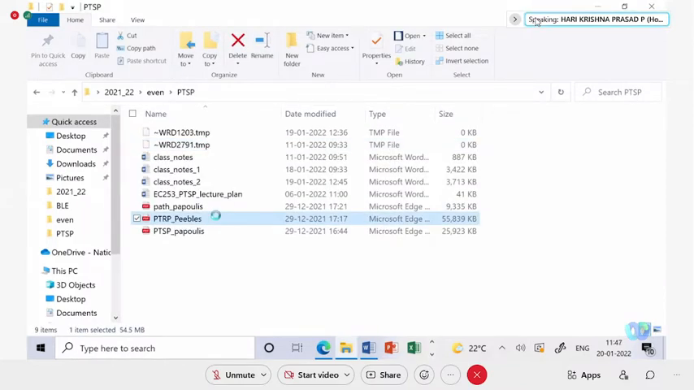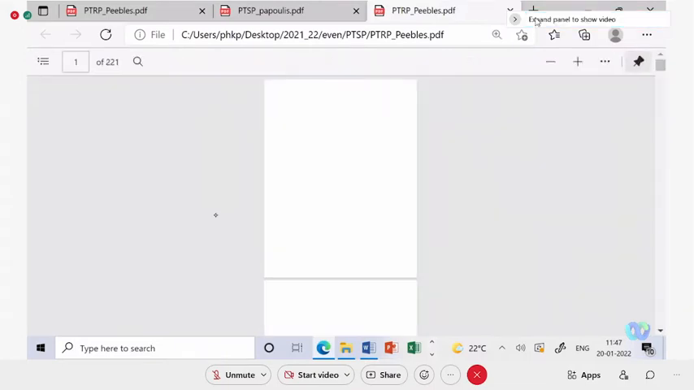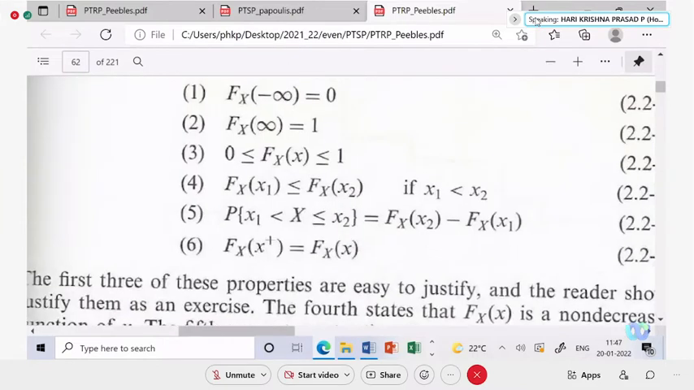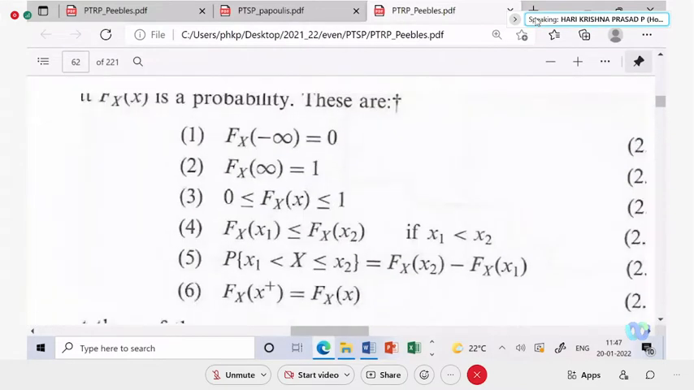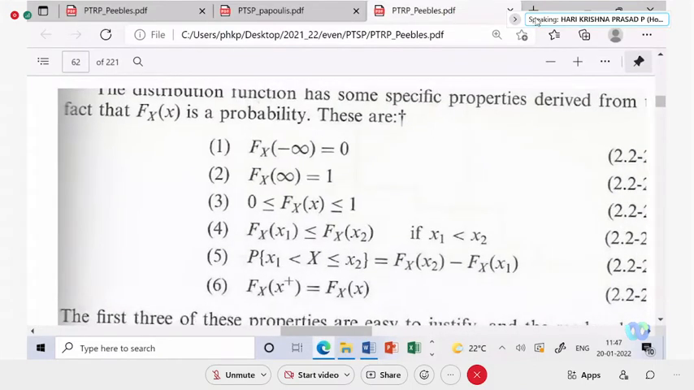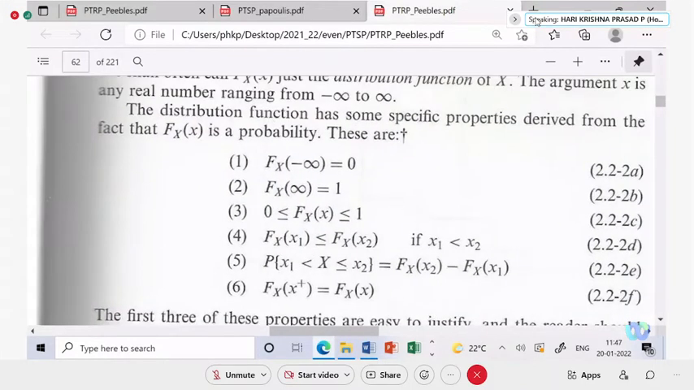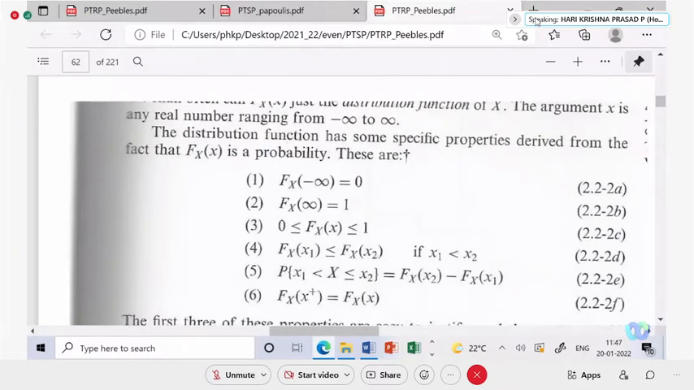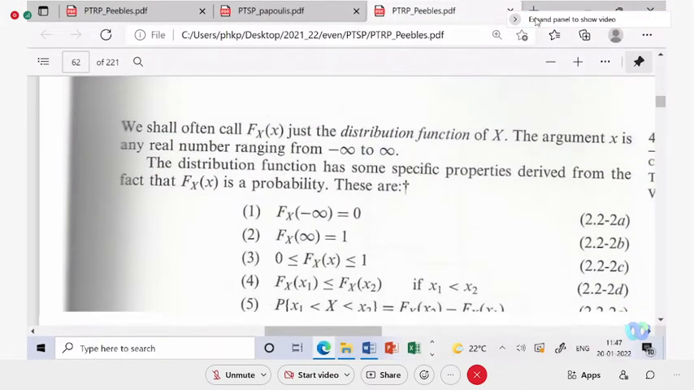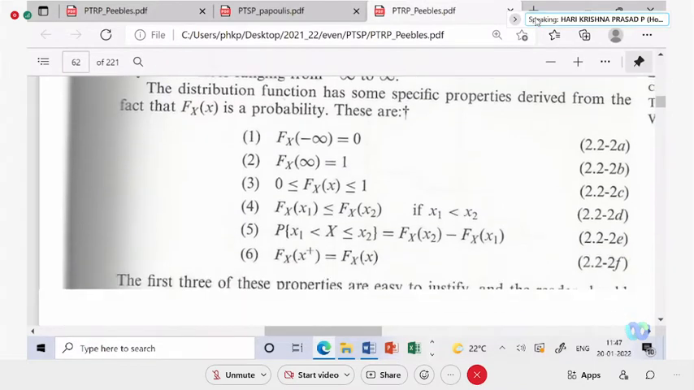Okay. So what properties does it possess? This is the list of the properties. This is what I am referring to. Properties of distribution function. 6 properties are listed. Let me show the side heading also. Okay. It is the distribution function of x.